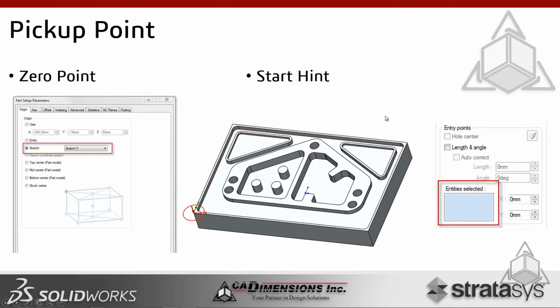So we just talked about the pickup point and the start hint. The ability to use these SOLIDWORKS sketches by just using circles can help us create a 0 point and also create that start hint, or basically our entry to the actual toolpath.